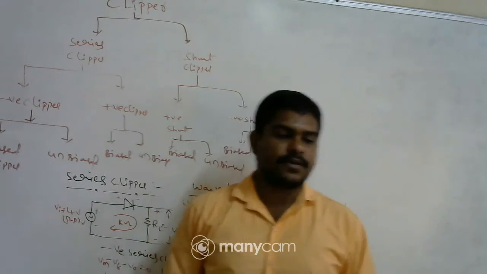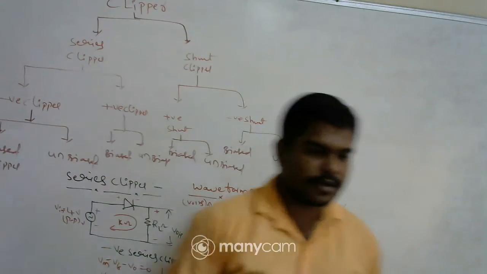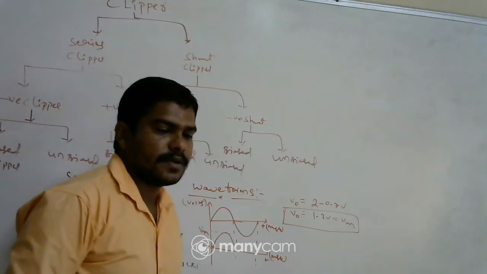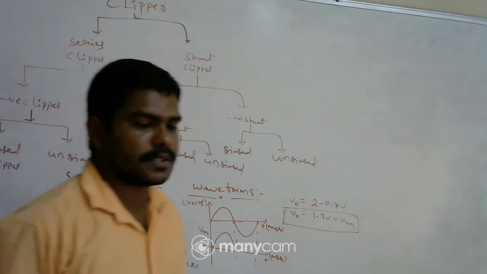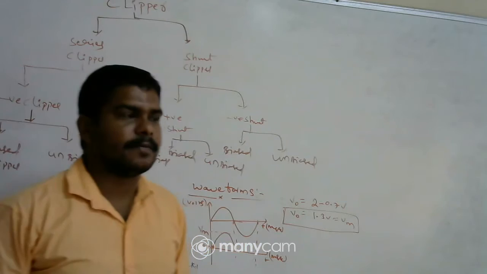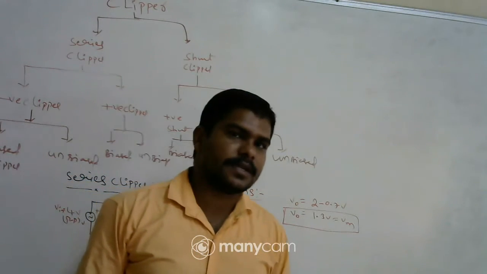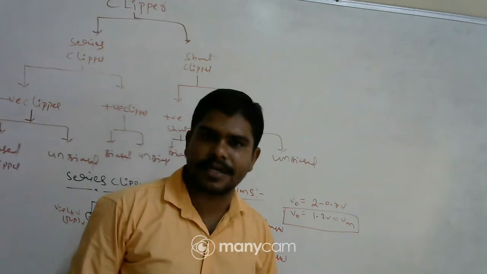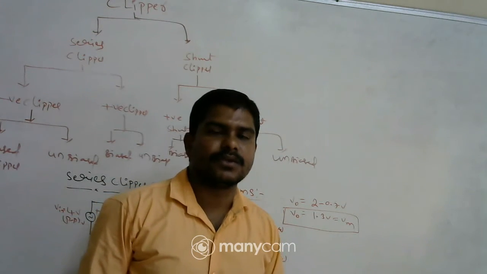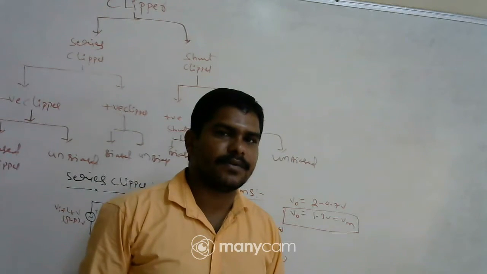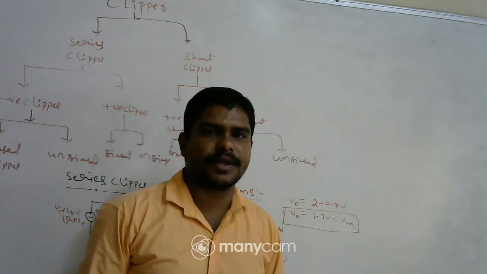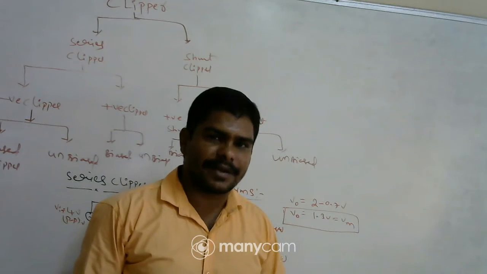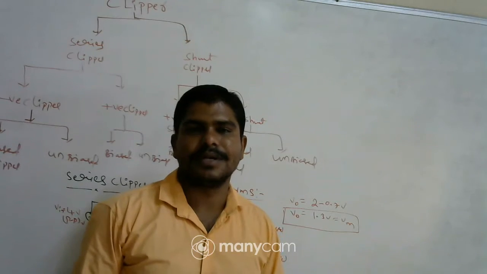Hello friends, now we came here for a new topic, a new application for the PN junction diode. Till now we have seen one application of the PN junction diode, the rectifier. In a rectifier, the process is converting an AC signal into DC.